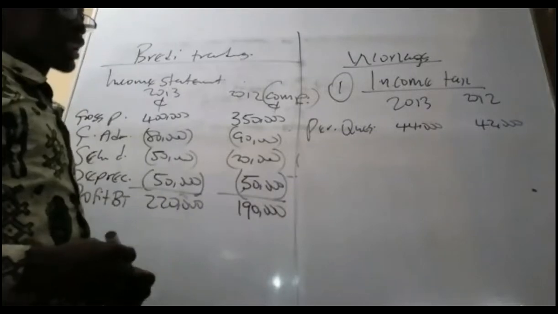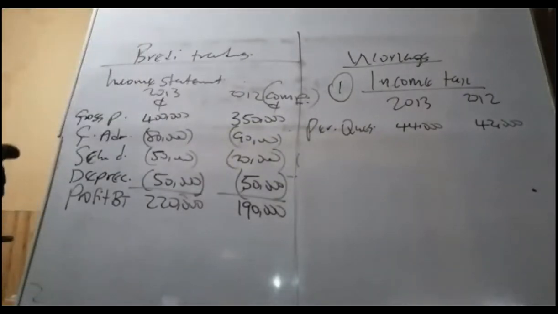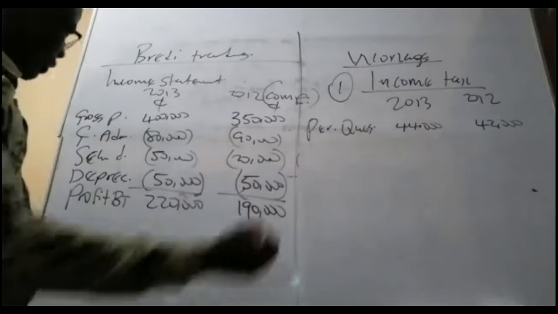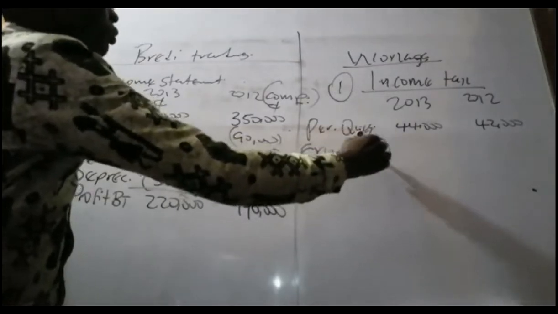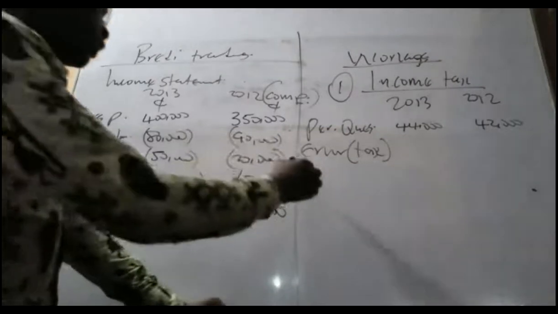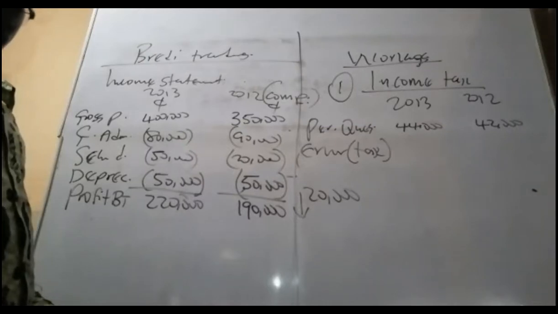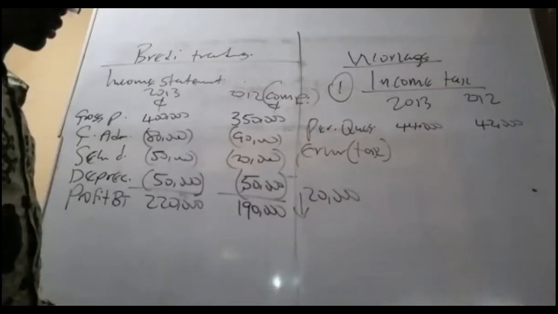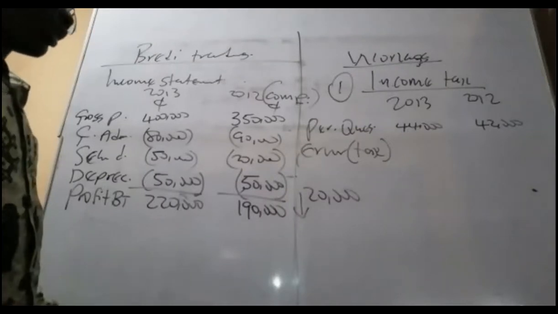Now, what you are going to do is a critical section. What is the error? So the effect on tax. That's tax. So tell the examiner, error into bracket, tax effects. Now, what was the error? In 2012, the error was that depreciation was understated by 20,000.